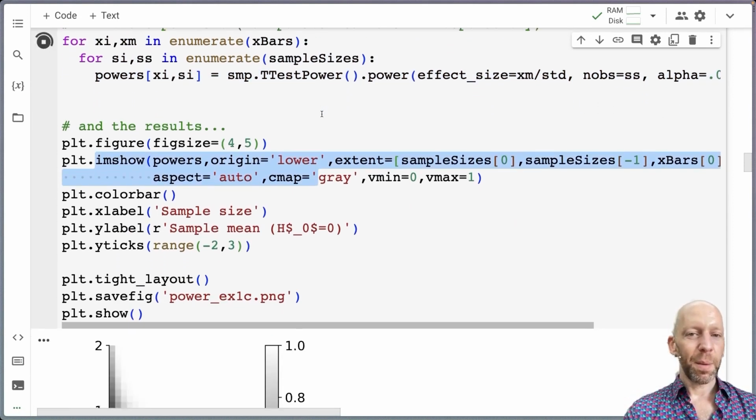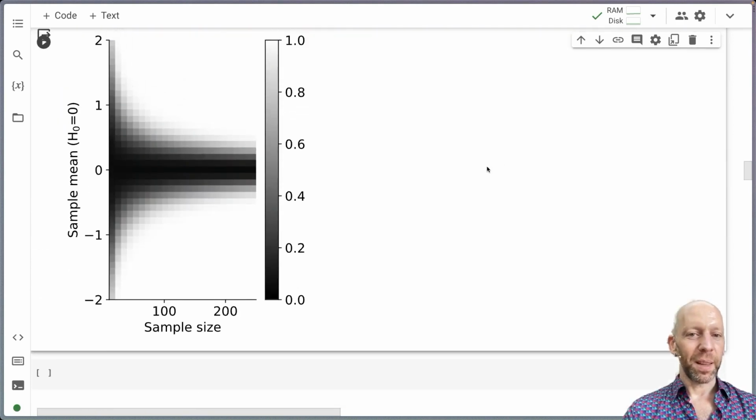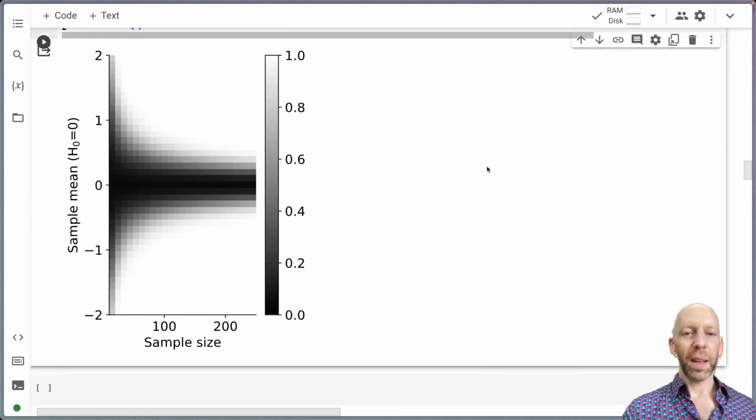So what does this image look like and what does it mean? What does it tell us? So we see, like before, the further away from zero, the null hypothesis, so the larger the sample mean, which also means the larger the effect size, the higher the power. And that's what you see here. And you can see that this also interacts with sample size. So basically having a large sample size and a large mean effect is the best way to maximize your statistical power.